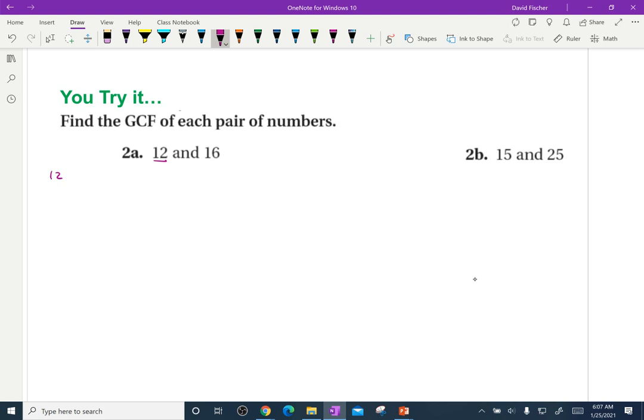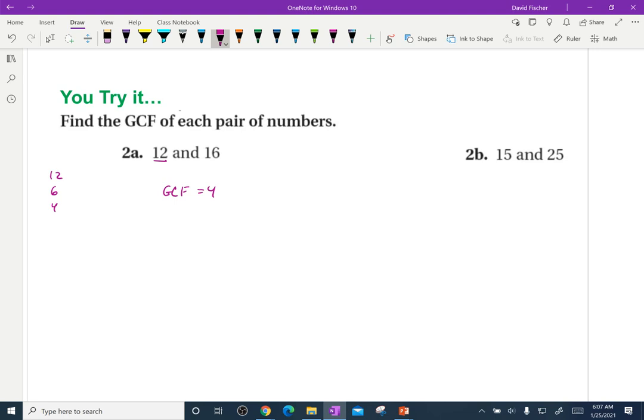What's another number that goes into 12? My next number down is 6. 6 won't go into 16. Okay, and then I work my way down. 4 times 3 is 12. 4 will go into 16. So my greatest common factor is 4. 4 will go into 12. 4 will go into 16.